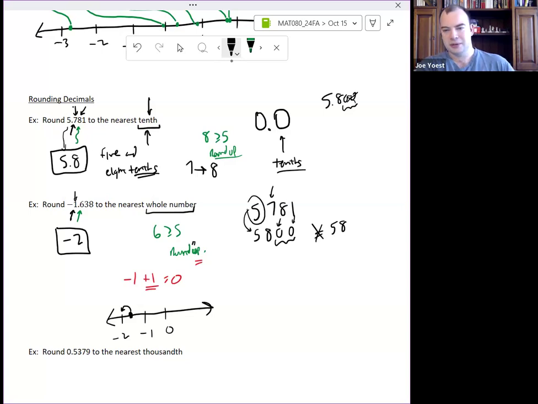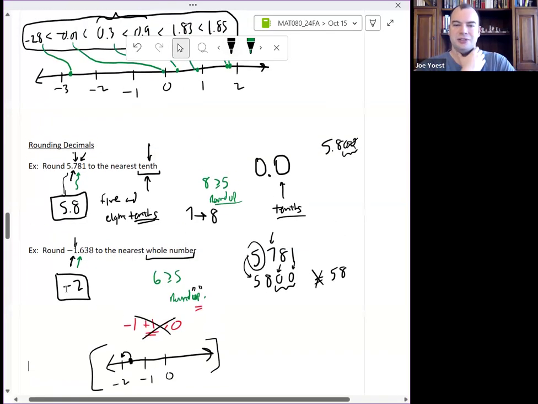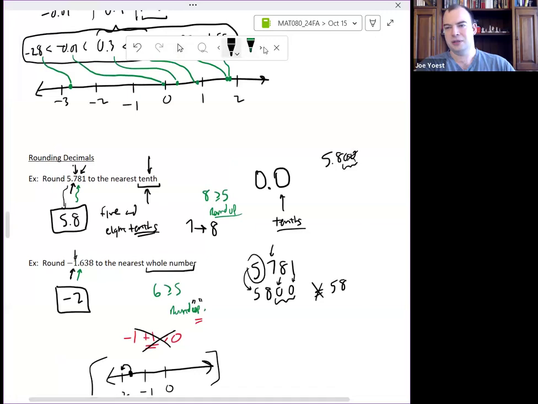So round up, I'll put in quotes. We round the number as if it was a positive number, and then we stick a negative on the front of it. So we don't want to do something like this. And we can see that from the number line too. And I would argue that's a similar argument to the one up here.